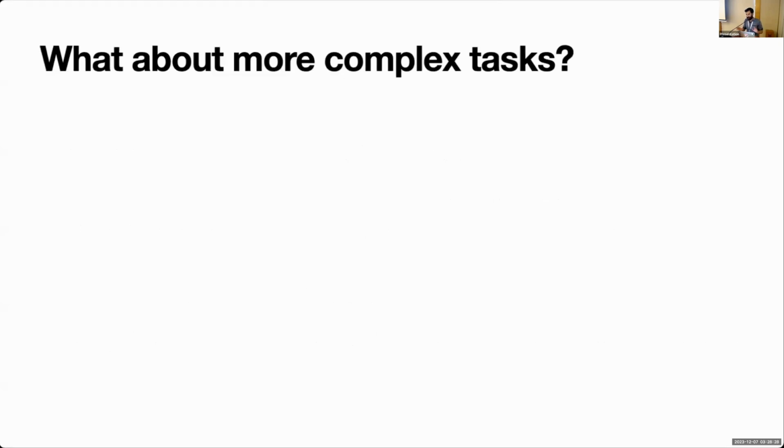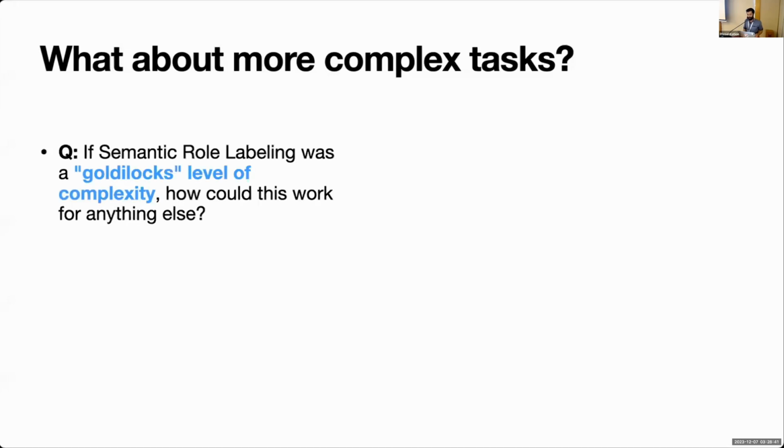Okay, but there's a criticism, right? What about more complex tasks? I talked about semantic role labeling. That's not super complex. Does this generalize at all? Especially because I said SRL is at this kind of Goldilocks level of complexity. That was the one that worked. Well, maybe it only works for semantic roles and nothing else.